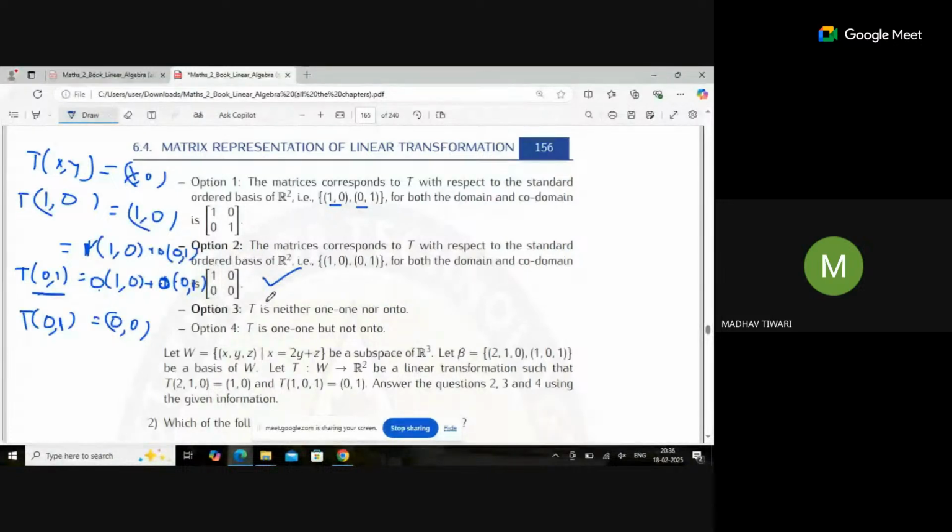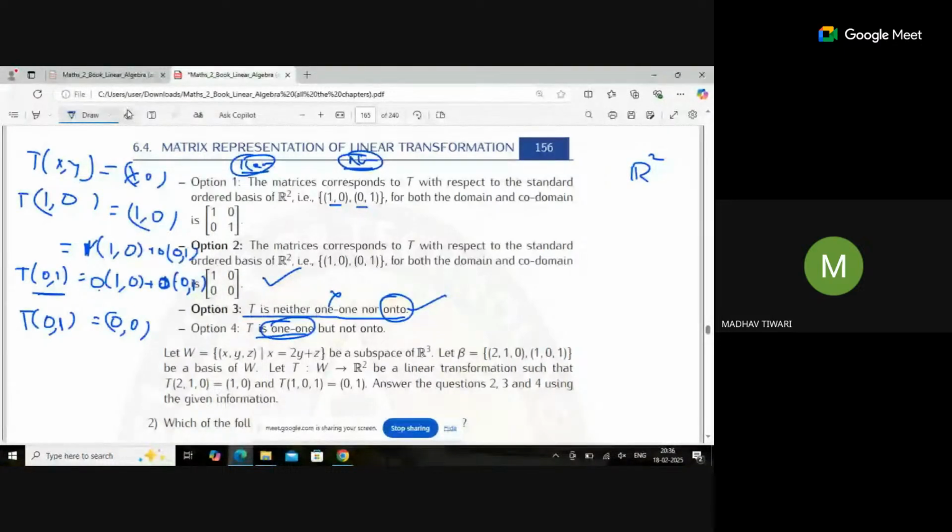Now in option 3, it is stating that T is neither 1-1 nor onto. We have already figured out that it has a kernel space with vectors other than the zero vector. So it has some nullity, and if it has some nullity, it is not injective. Same for not onto: not all points inside R2 have a pre-image. So that's correct. Option 1 says T is 1-1; no, it is not. We have already seen this.